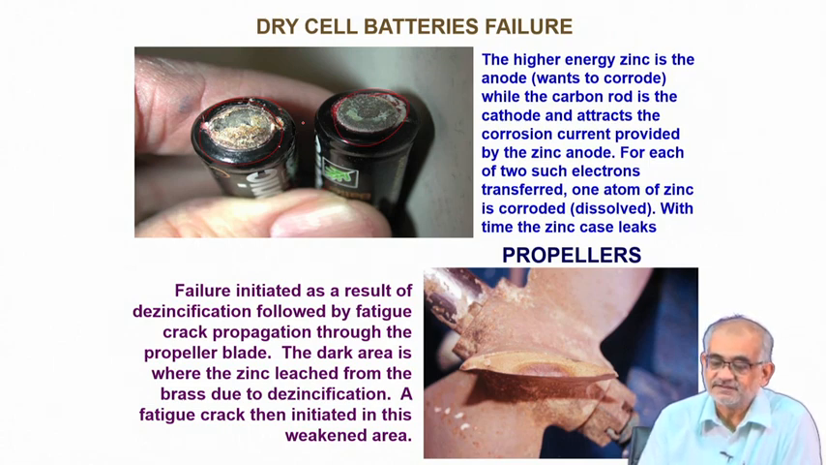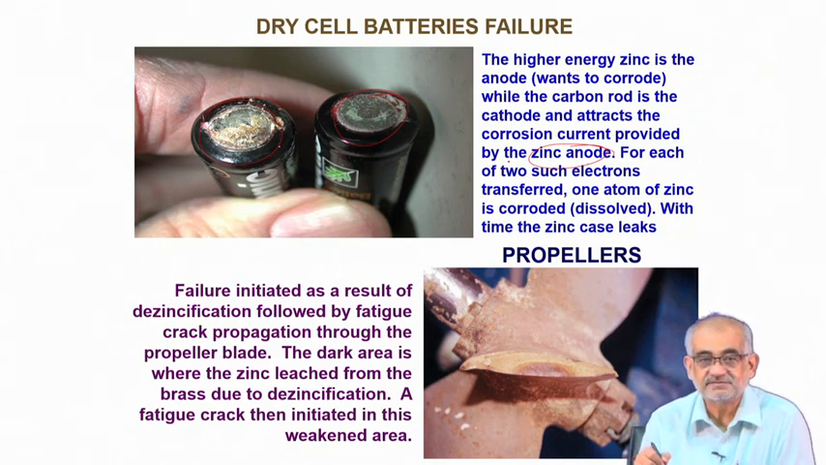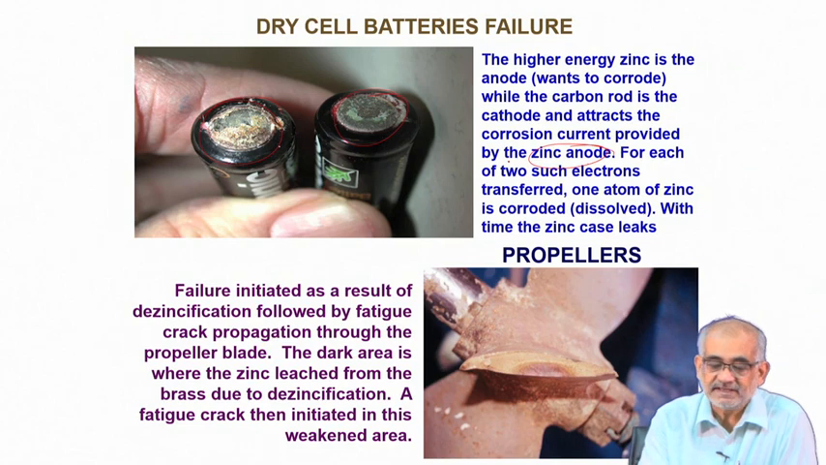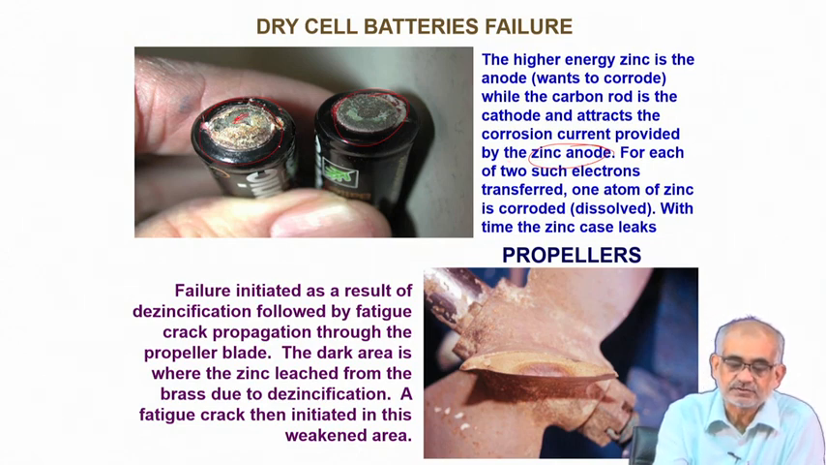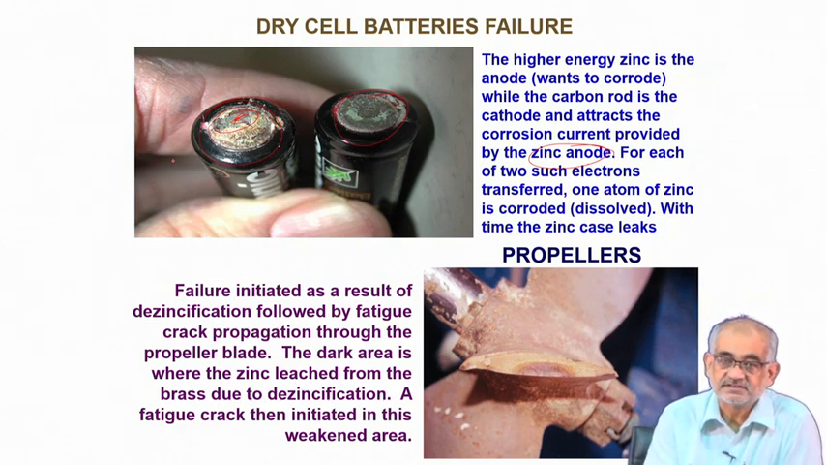So you use zinc as an anode and carbon as a cathode. Obviously the current is because of dissolution of zinc, or oxidation of zinc. So for every set of electrons released from zinc, some amount of zinc is being dissolved and going into solution. And over a period of time, the zinc surface, which is the body and which is acting as the anode, may develop such perforations or corrosion leakages or spots through which acid may ooze out.